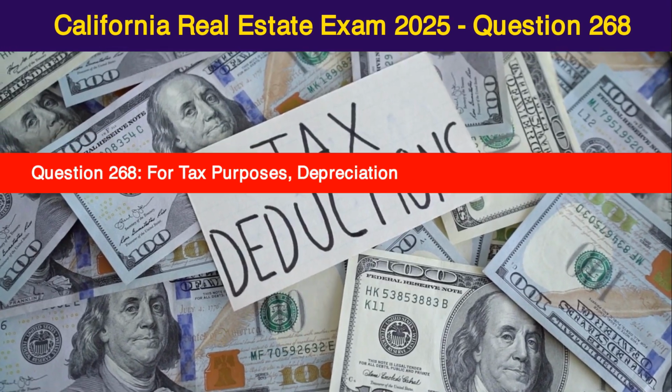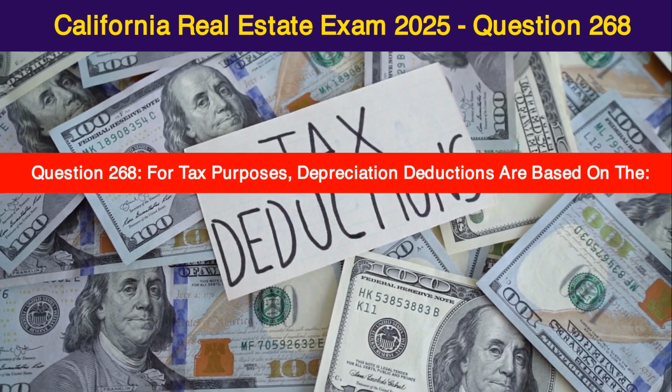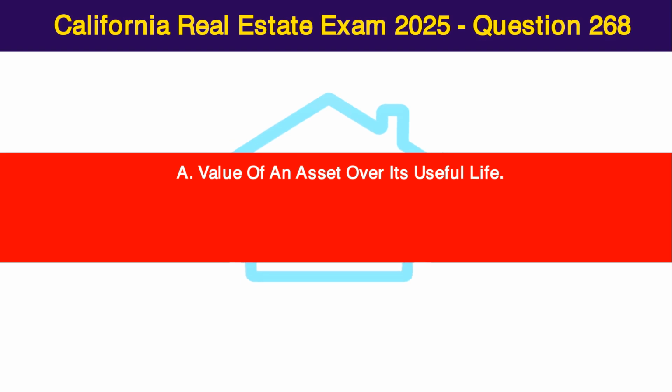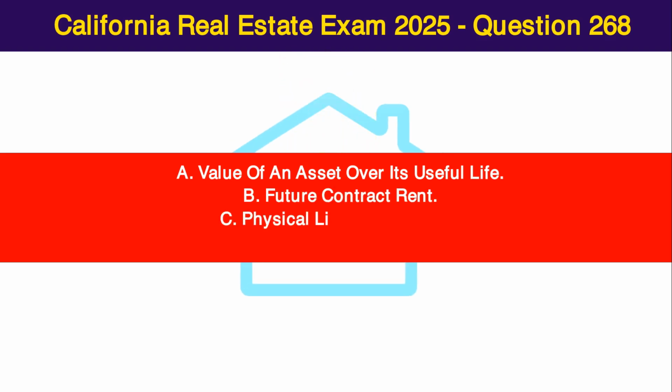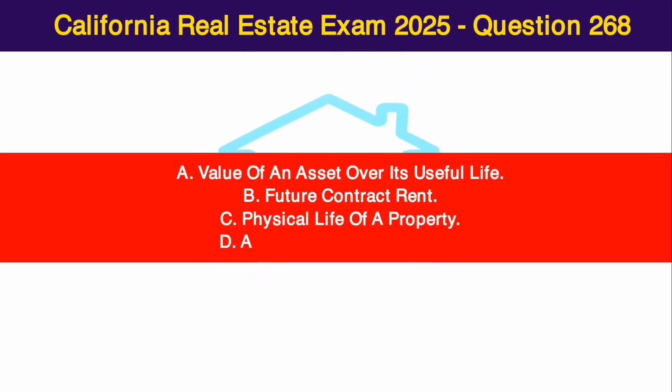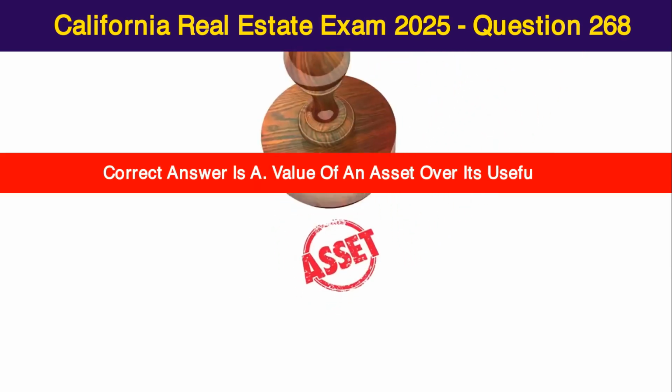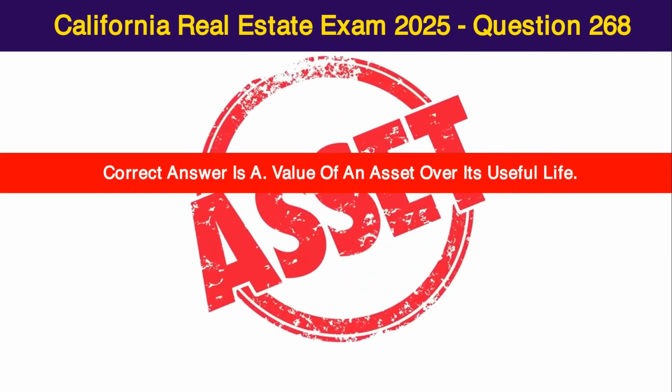Question 268. For tax purposes, depreciation deductions are based on the A. Value of an asset over its useful life. B. Future contract rent. C. Physical life of a property. D. Actual life of the property. Correct answer is A. Value of an asset over its useful life.